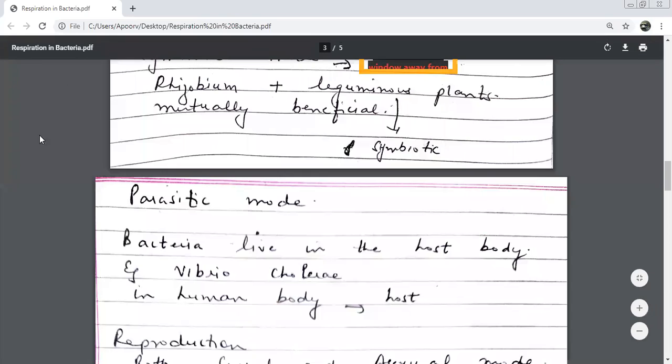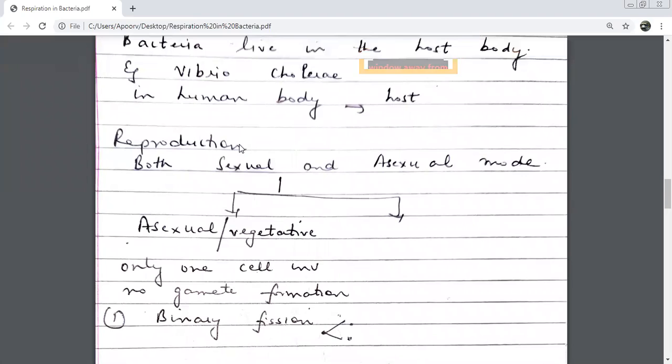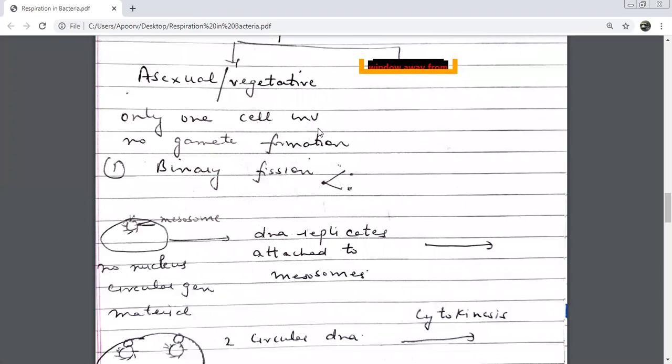Now I'm confident that you're okay with respiration and nutrition. Now I move on to reproduction. Like we had all options open for bacteria, whether it is respiration or nutrition, similarly in reproduction you have both options, sexual and asexual. Asexual is sometimes called vegetative because it is a very simple mode of reproduction. One cell is involved, no gamete formation takes place. The simplest kind of asexual reproduction observed in bacteria is binary fission.